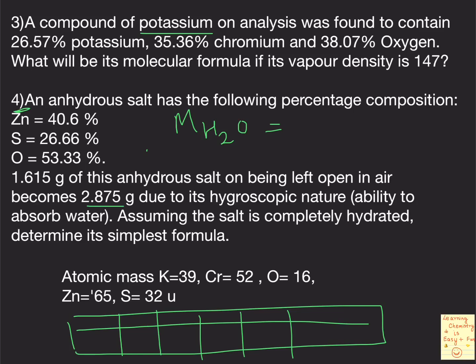Very good. 2.875 minus 1.615. That gives you the mass of water. Now, once you know the mass of water, you can also determine the percentage of water in the compound. Correct. So we'll have zinc, sulfur, oxygen, and the fourth part directly would be water. Instead of taking the element, we are taking the water. Instead of its relative atomic mass, we'll take its relative molecular mass. The percentage of water you've already calculated over here, and the rest of the steps remain the same. Go ahead and attempt this question.